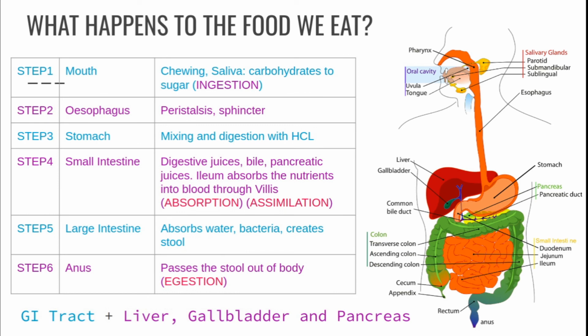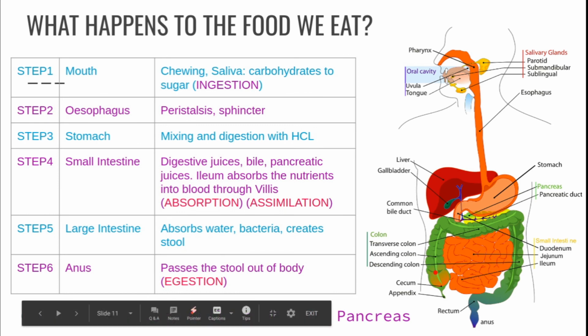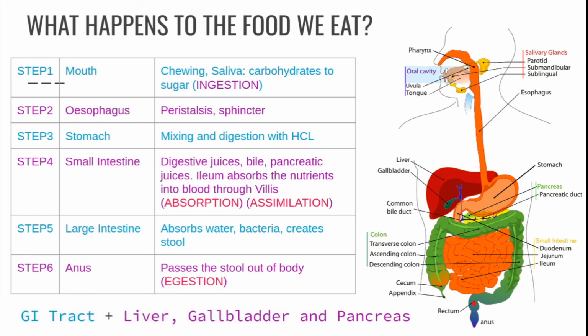And finally, undigested and unabsorbed food passes through the large intestine, wherein water is absorbed and the bacteria digest the remaining part of the food. And at the end, it is formed into stool and stored in the rectum, and finally we pass out the stool, right? Okay, that's all for human digestion.